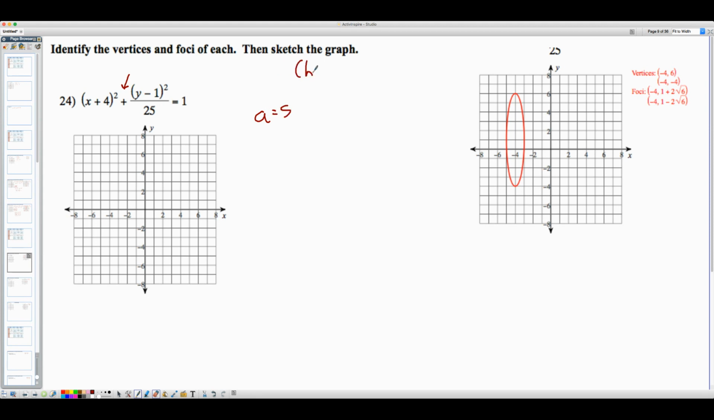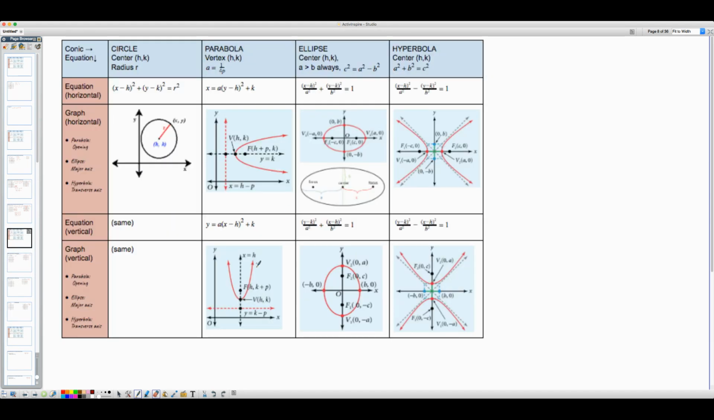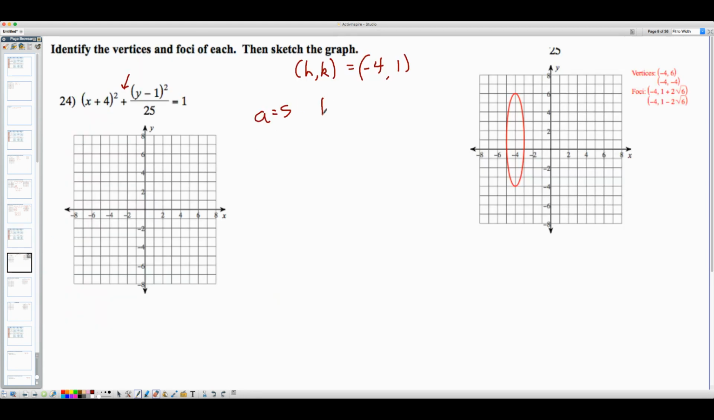My h, k, my center, is equal to negative 4, 1, and my b value is going to be right here, plus or minus, and that's underneath the x in the equation. B value is equal to 1. So I can graph this by looking at negative 4, 1. There's my center. And I'm going to go a positive 5 to get up to this point, or a negative 5 to get down here, and a positive 1 or negative 1. And sure enough, there's my graph.